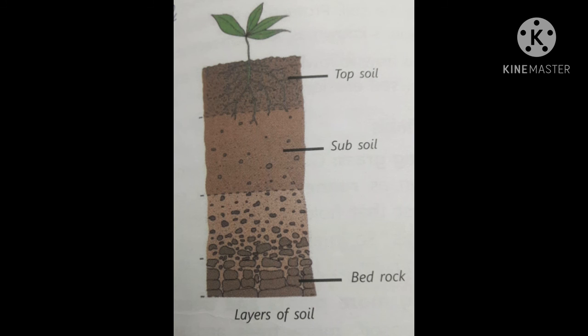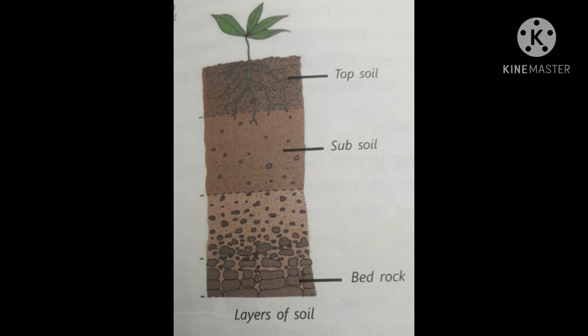Children, you are seeing the layers of soil diagram. Soil layers, these are three: topsoil, subsoil and bedrock. Topsoil, that is the uppermost layer of the soil, and most of the plants grow here. The roots of the plants are present in the topsoil.